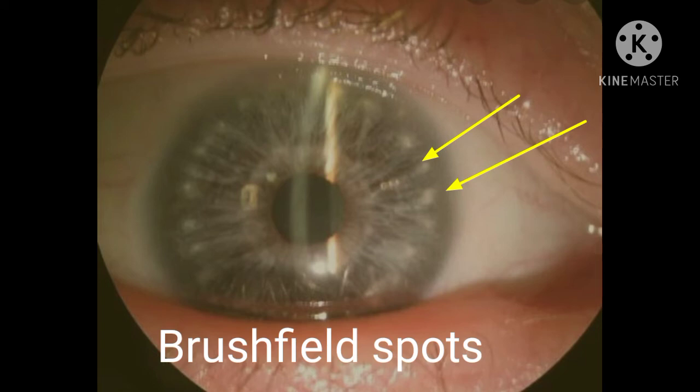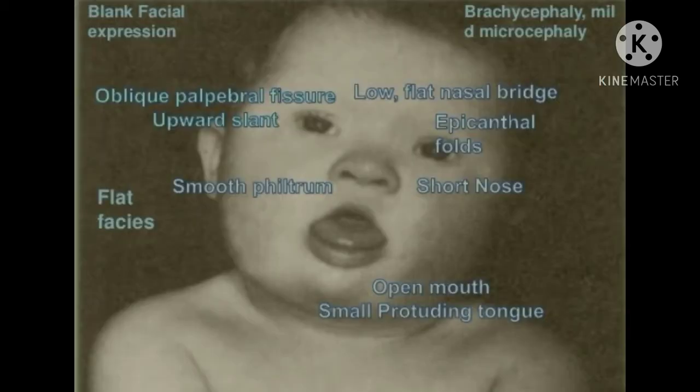Now let's sum it all up, the facies in a baby with Down syndrome. So this image shows it all: a baby with a protruding tongue, the flat facies, the brachycephaly or the microcephaly, and the other features like the short nose, the smooth philtrum, and a mongoloid slant.